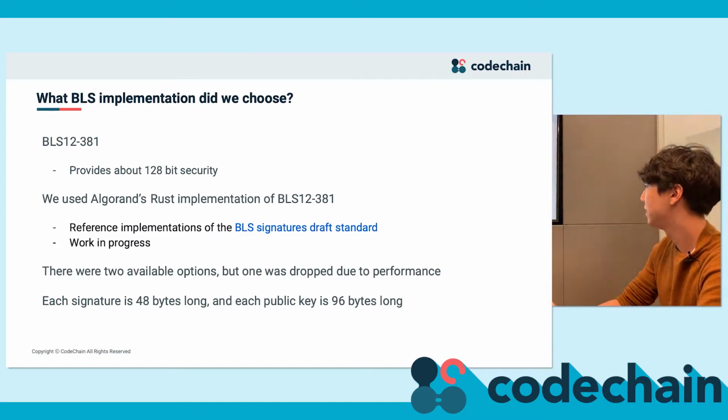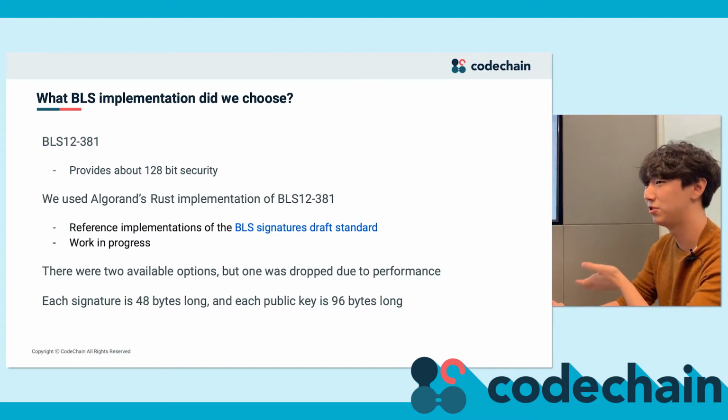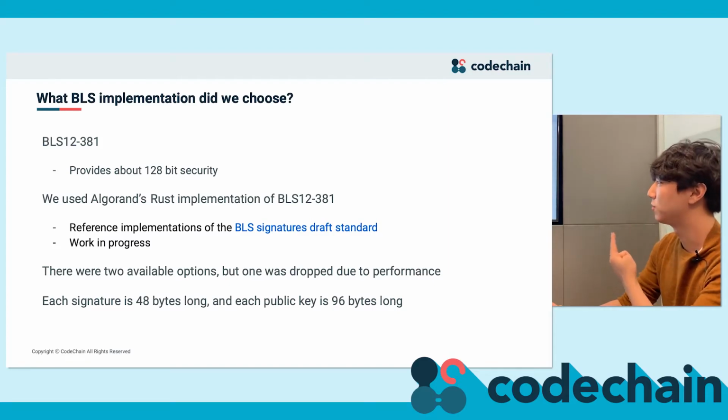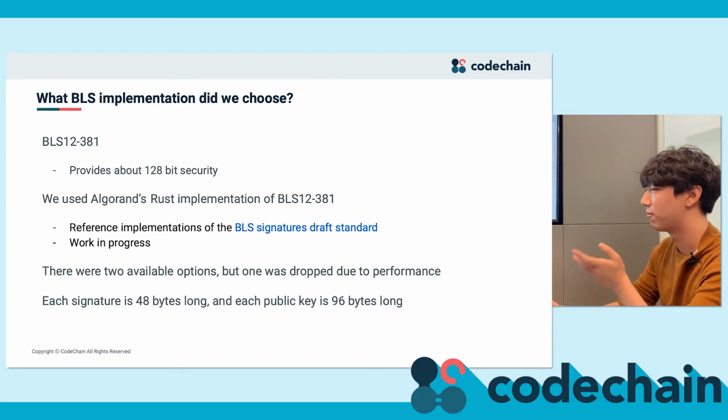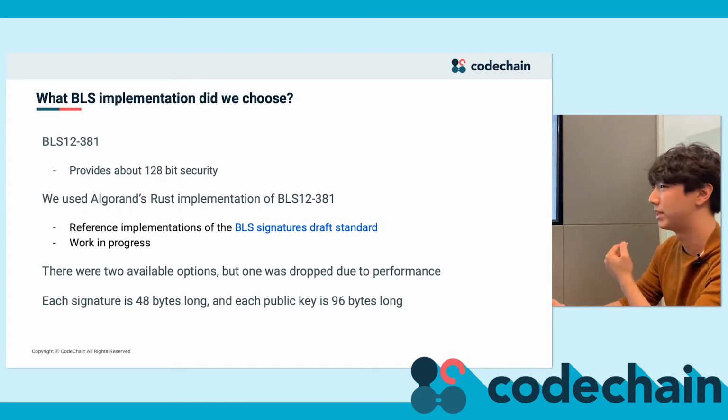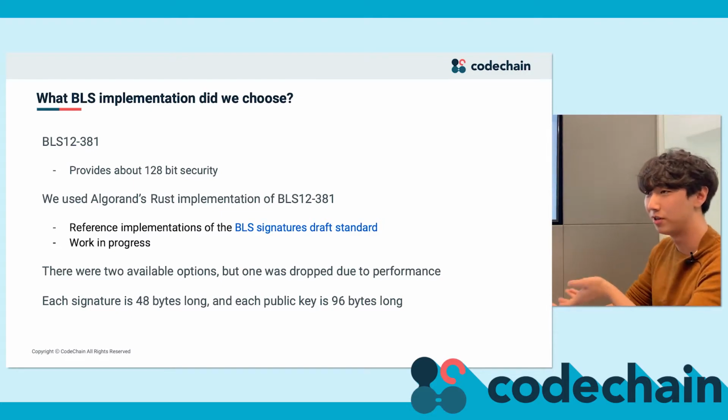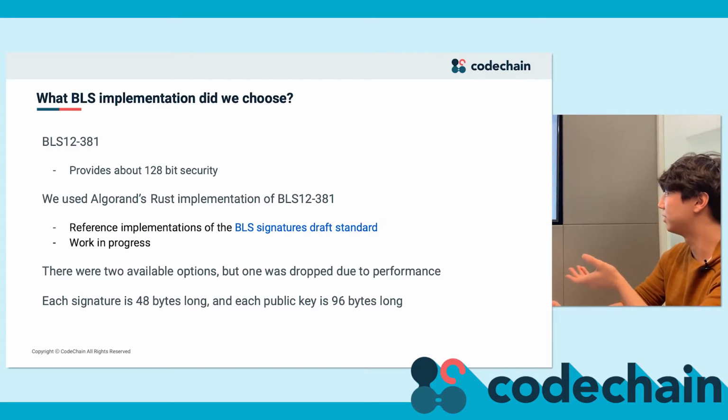Also, I want to mention that there were two available options because, as I mentioned, BLS signature makes use of two elliptic curve groups, G1 and G2, and they are interchangeable. The first option is using G1 for the signature and G2 for the public key. The second option is using G1 for the public key and G2 for the signature, but one was dropped due to performance reasons in this Algorand implementation. This is not an inherent property of BLS, but a problem of the hashing function.